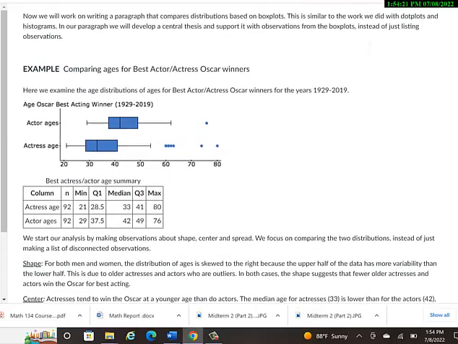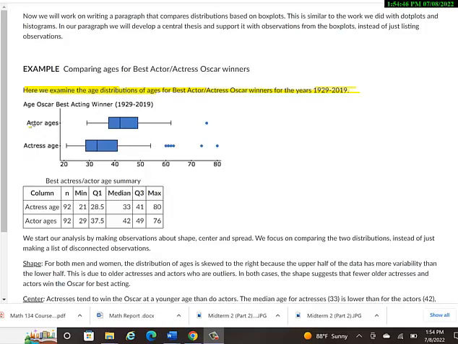But here we are. Okay. Now we'll work on writing a paragraph that compares distributions. This is an example we've seen before, part of it, about the ages of actresses. So here we're going to compare the distribution of ages for Best Actor and Best Actress Oscar winners for the years 1929 to 2019. So a 90-year range.